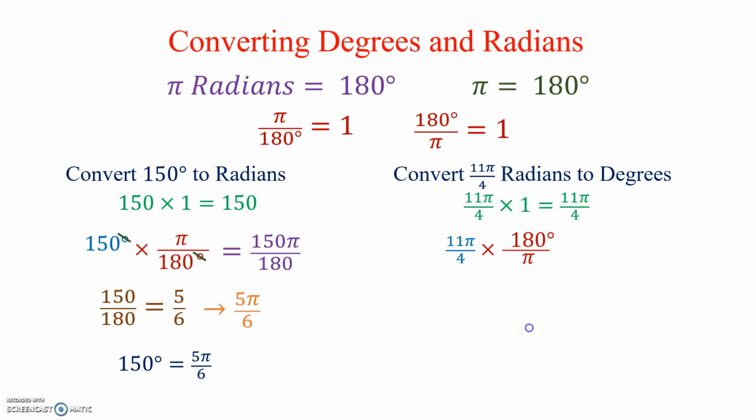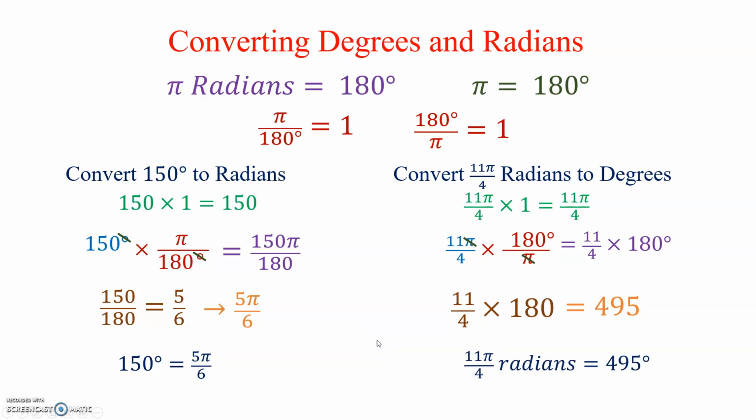Why am I doing this? Because when I multiply, the pi's will cross reduce. They will cancel. And so I'm left with just the numbers. 11 fourths times 180. So this is the only math that's going to occur. 11 fourths times 180. Calculator says 495. So therefore, 11 pi over 4 radians is 495 degrees. And I didn't necessarily have to write the word radians here.